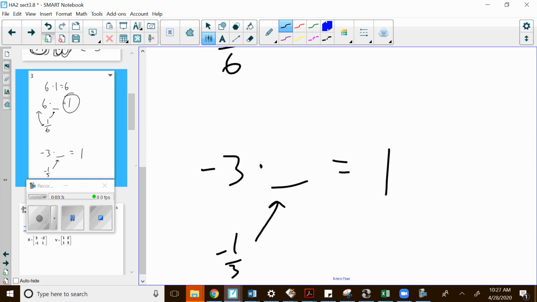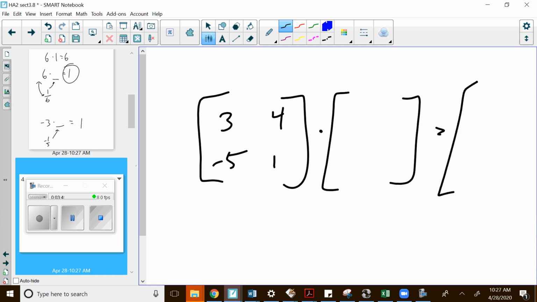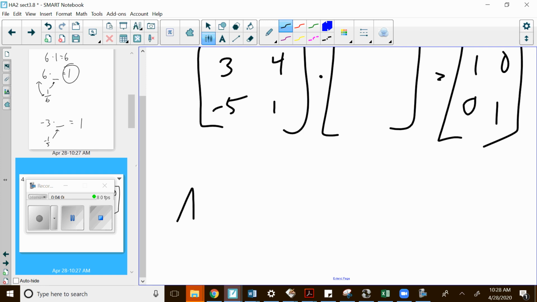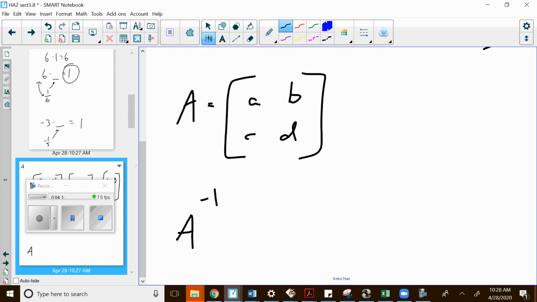In the same way, there is an inverse matrix. If you have 3, 4, negative 5, 1, there is something we can multiply by to get back to the identity, and that's called an inverse matrix. So I'm going to teach you how to find that. If there's a matrix equal to A, B, C, D, then A inverse is equal to the following.